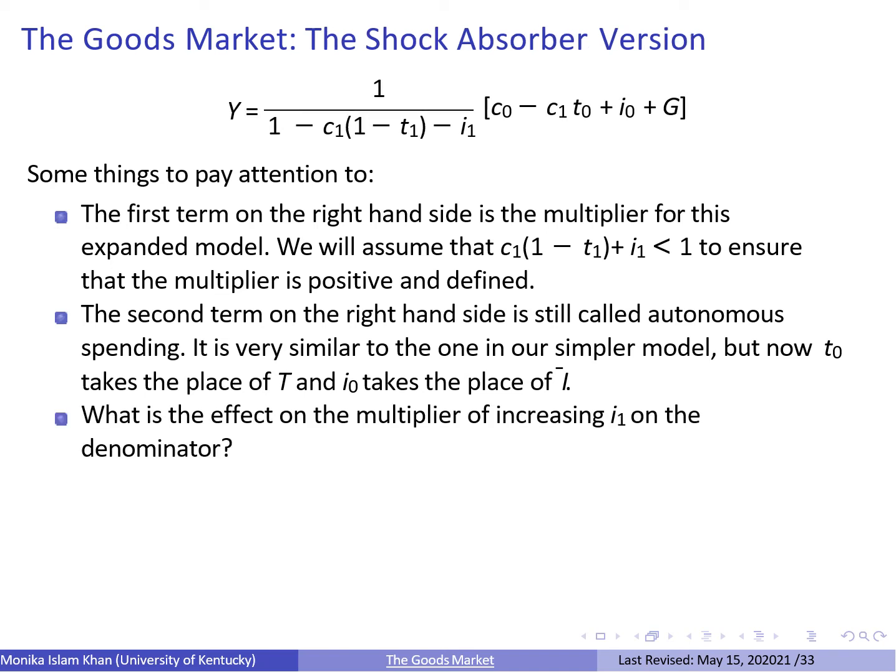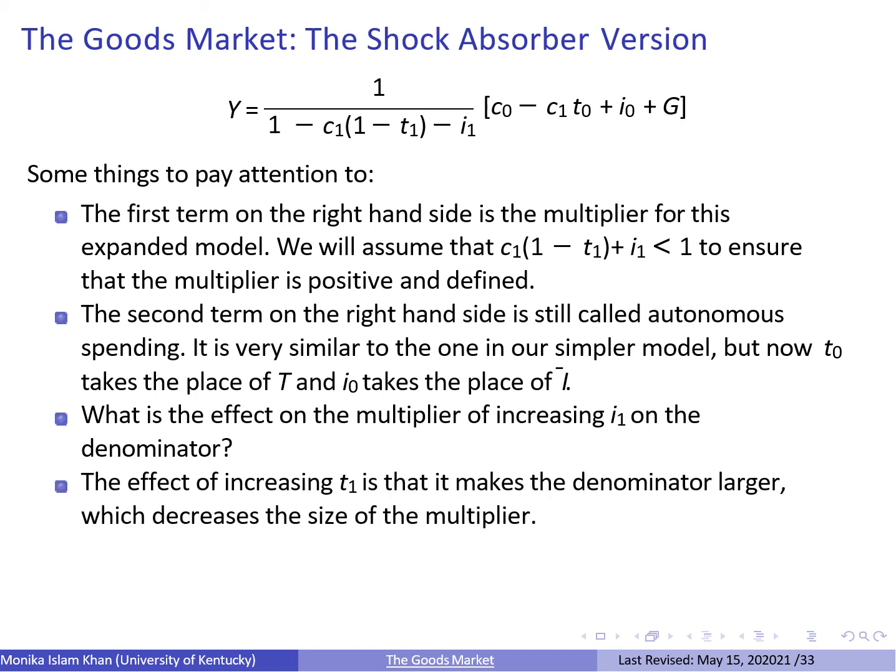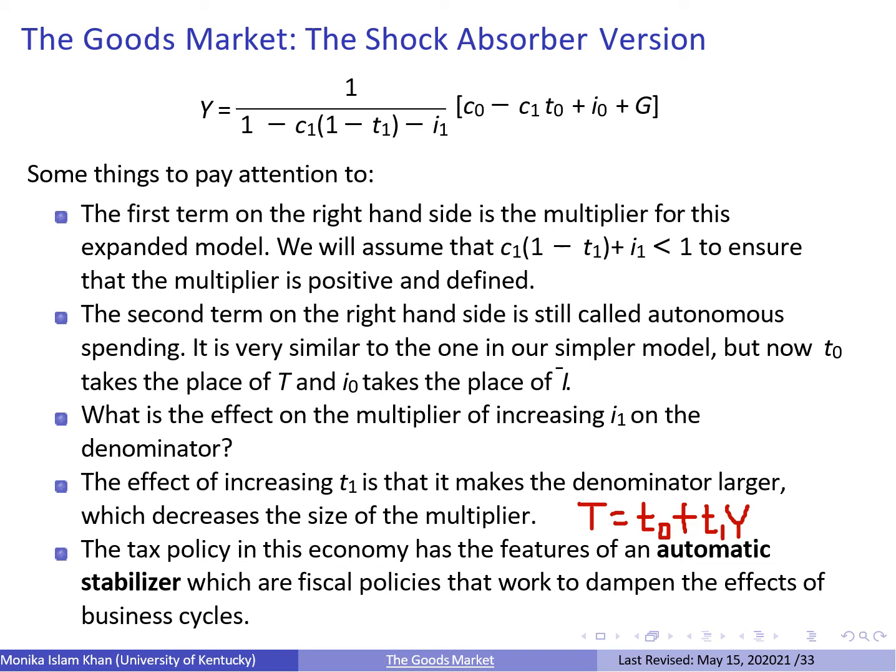Now, what is the effect on the multiplier of increasing investment rate on the denominator? Increasing the investment rate I1 makes the denominator smaller and the multiplier larger, leading to an increase in the multiplier effect. And it makes sense, right? Increase in the investment rate will amplify the increase in output. Now, what happens if the tax rate T1 increases? If the tax rate T1 increases, that makes the denominator larger, which decreases the size of the multiplier and hence leads to a decrease in the multiplier effect. And that would make sense, right? Increasing tax rate, decreasing economic activities.